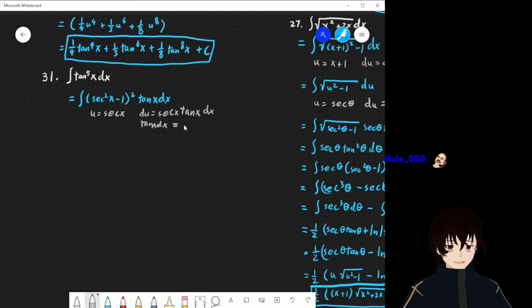So tangent x dx is equal to, but that wouldn't really work out, would it? Or rather 1 over secant x. Wait a second.